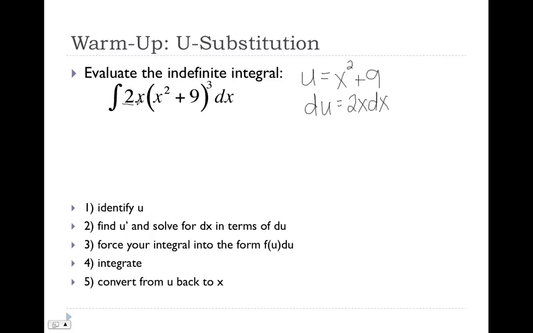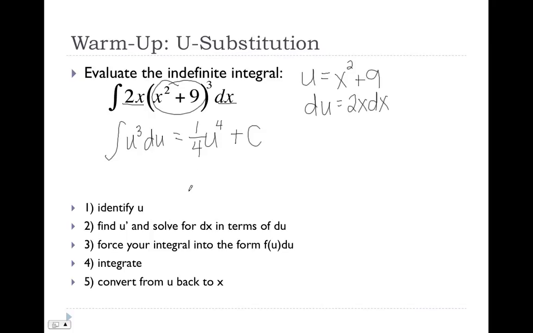I notice that this comes out really nicely in terms of substitution. 2x dx becomes my du, x squared plus 9 becomes my u, which is cubed, and I'm left with the integral of u cubed du. If I integrate that, I bring u cubed up a power, which makes it u to the 4th. I divide by that new power, which puts a 1/4 out front, and since this is indefinite, I need to remember my plus c.